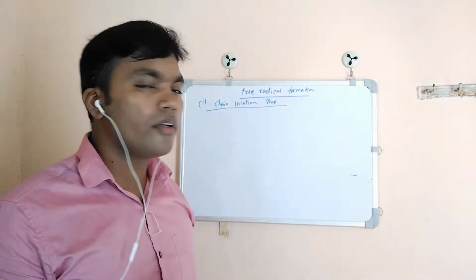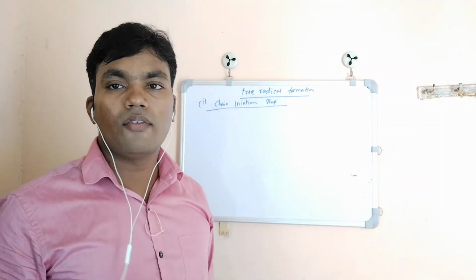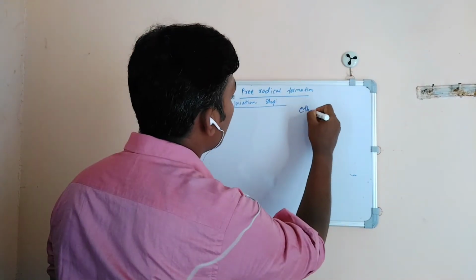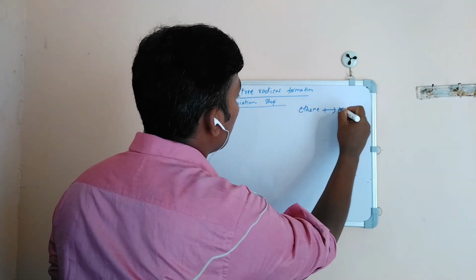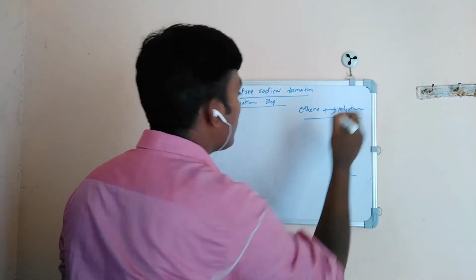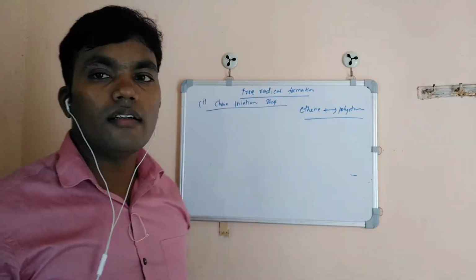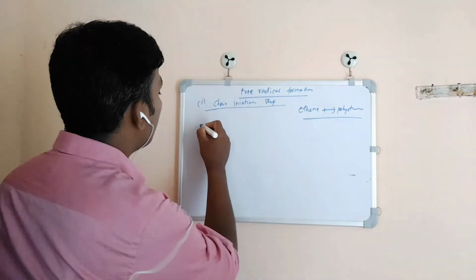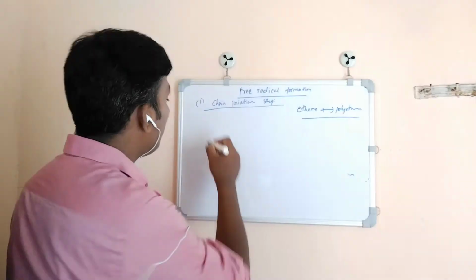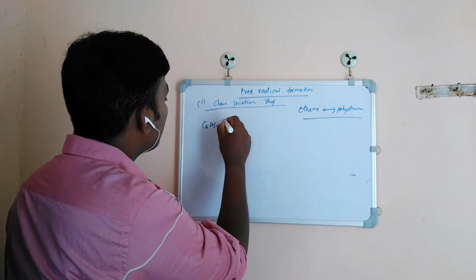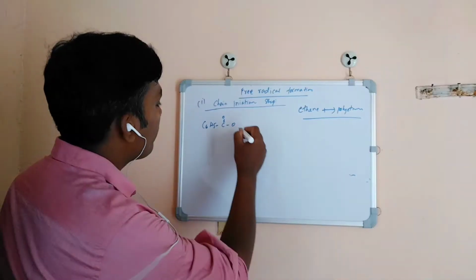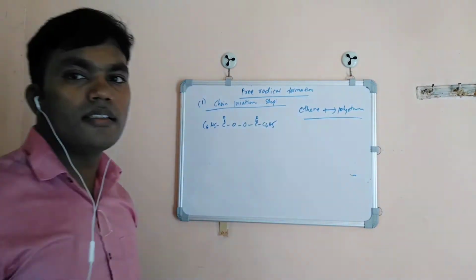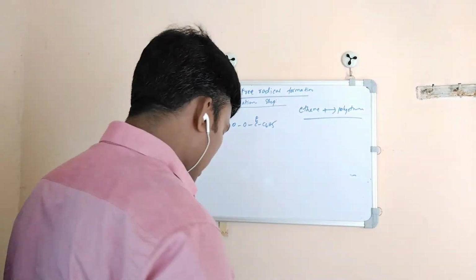Now we are going to prepare polythene from ethene via the free radical formation reactions. First we are going to take benzoyl peroxide. What is the formula of this benzoyl peroxide? C6H5CO-O-O-COC6H5. This is the formula of benzoyl peroxide.